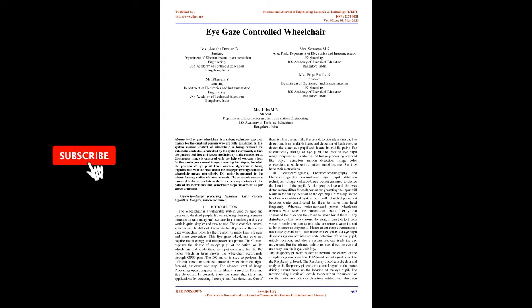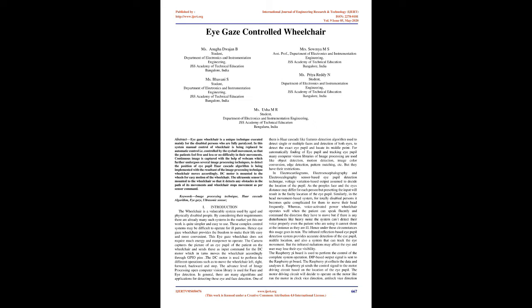The camera captures the picture of the eye pupil of the patient on the wheelchair and sends it as an input command to the DC motor, which in turn moves the wheelchair accordingly through GPIO pins. The DC motor is used to perform the different operations such as moving the wheelchair left, right, forward, backward and stop. The advanced-level image processing library, Open Computer Vision, is used for face and eye detection.